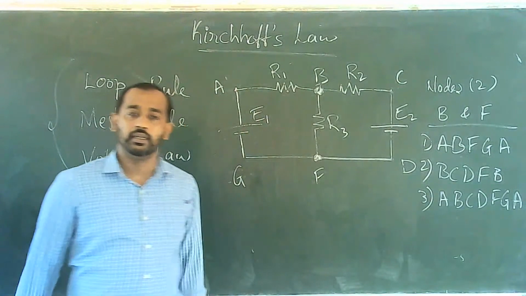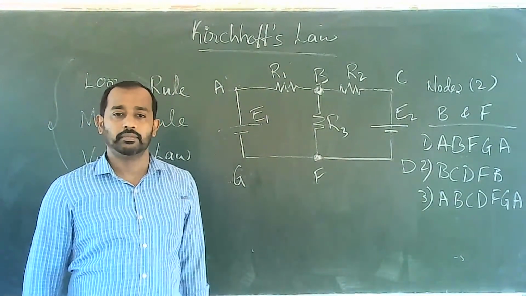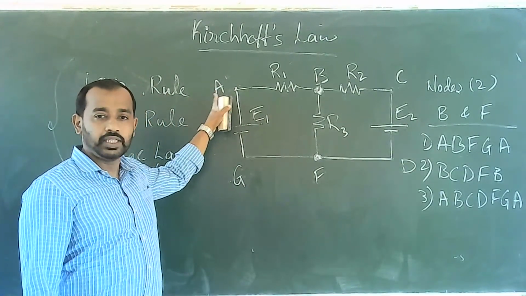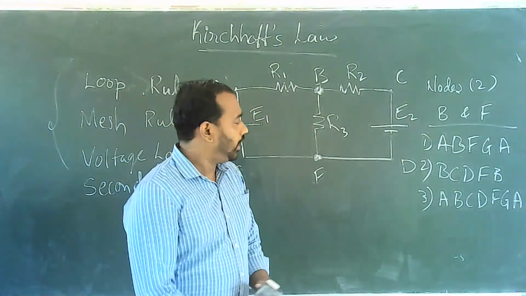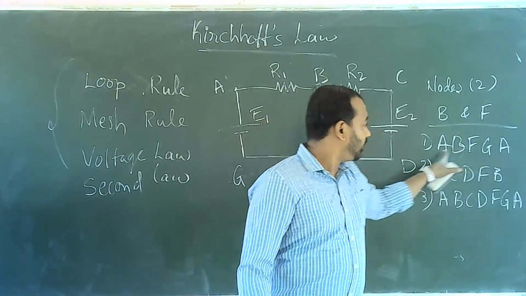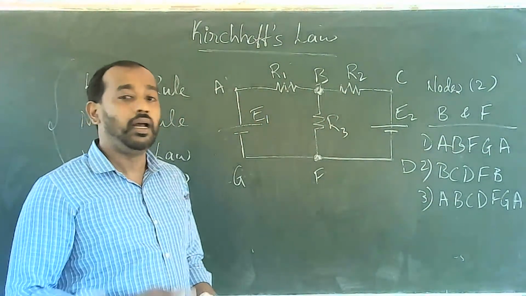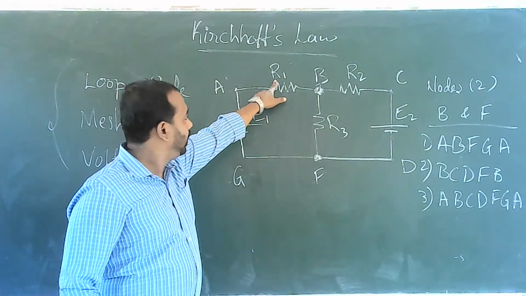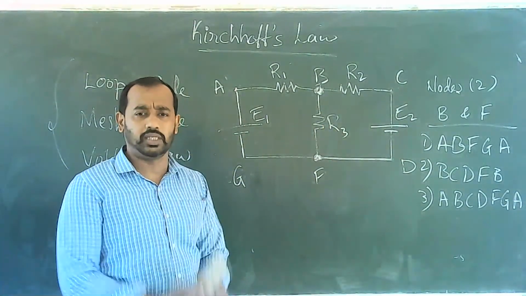Now we are able to identify the loops and also the nodes. Now I think we can discuss Kirchhoff's voltage law. What does this suggest? Let us consider one of the loops first, A, B, F, G. In this loop, there are three components: one is cell E1, another is resistance R1, and another is resistance R. Only three components are there.